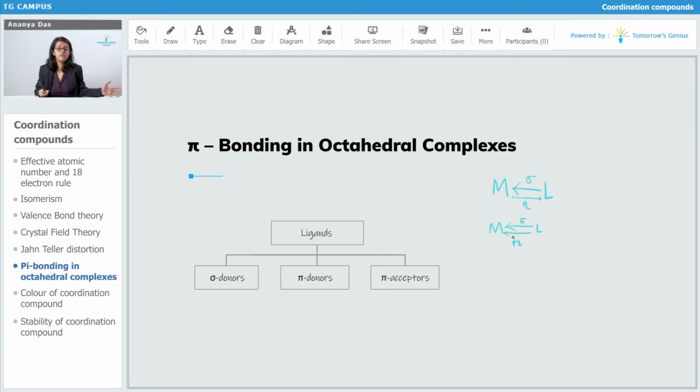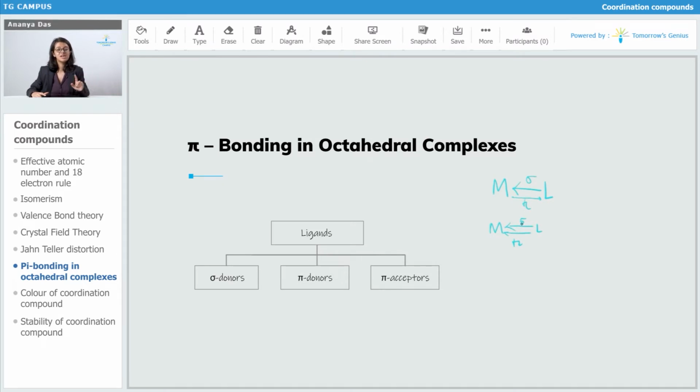Now there are some specific ligands which show a pi bond, or which are capable of forming a pi bond. I know we have already done many types of ligands. We have done monodentate, bidentate, tridentate, tetradentate, pentadentate, hexadentate. But this is another type of classification of ligands: sigma donor ligands, pi donor ligands and pi acceptor ligands. So pi donors and pi acceptors we are going to see in the next slides.